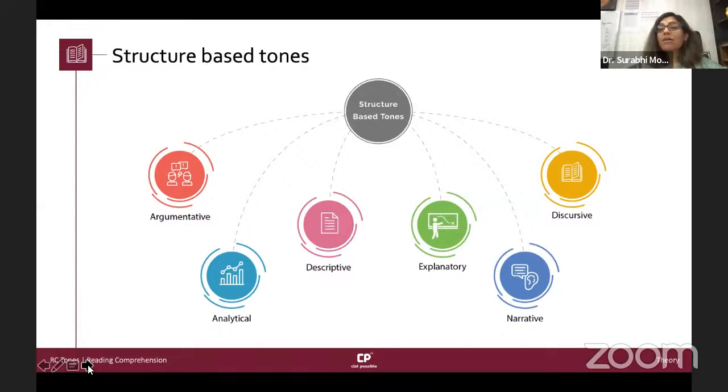Explanatory is very similar to analytical, except for the fact that the author explains a situation, may not give you others' points of view in it, and just gives reasons to support one conclusion. And discursive is a tone where the author discusses the issue with the readers, writes in such a manner that the author involves you also in it.